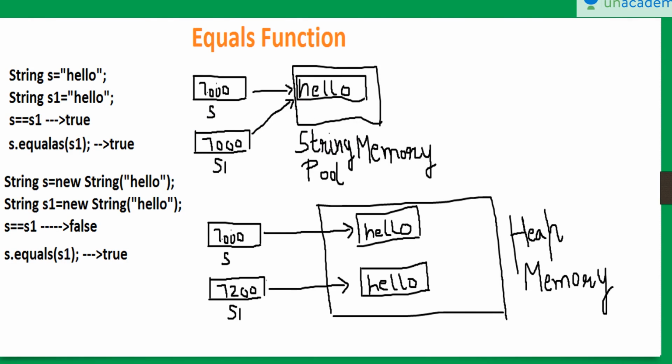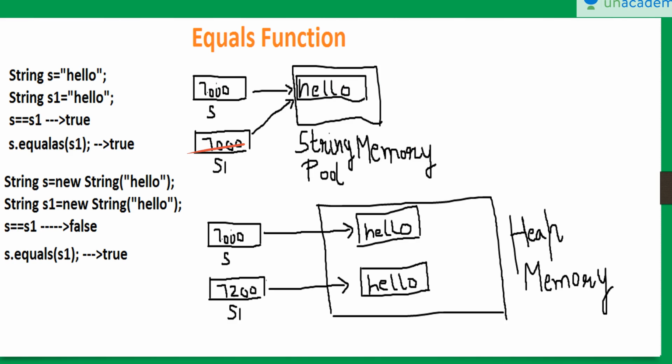So if we try the equality operator on both these strings, what does the equality operator basically do? The equality operator in Java basically does the comparison between the references, the addresses of the references. s and s1 are references. So basically it will compare the references of both strings. Okay, so if we are writing s double equals s1, it is not comparing the value which is hello, it is actually comparing the addresses.